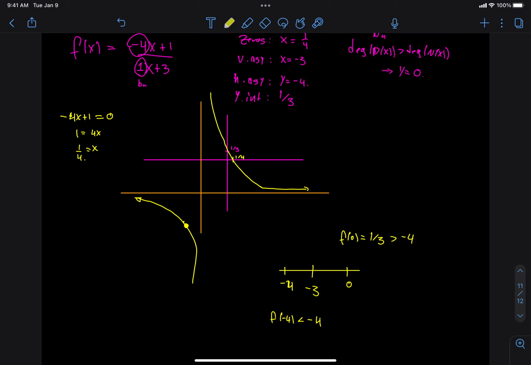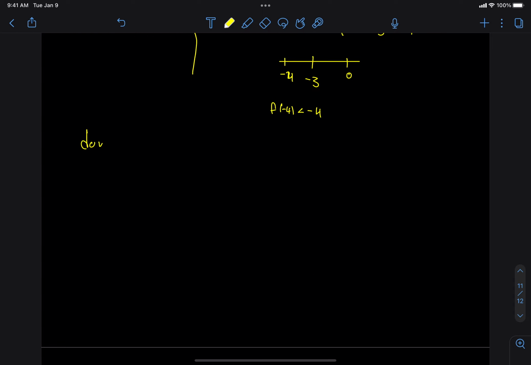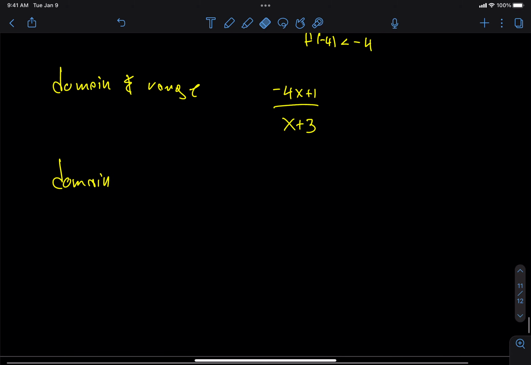Okay, then let's do the next part, which is to find the domain and range. Well, the function is, again, -4x plus 1 over x plus 3. What is the domain going to be? First of all, before we think about the domain of this function, someone tell me what is the domain of a function in complete sentences. What is the domain of a function?